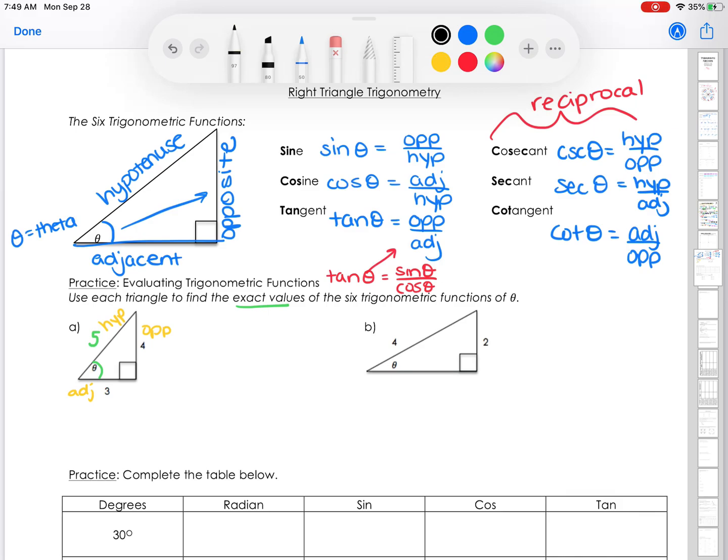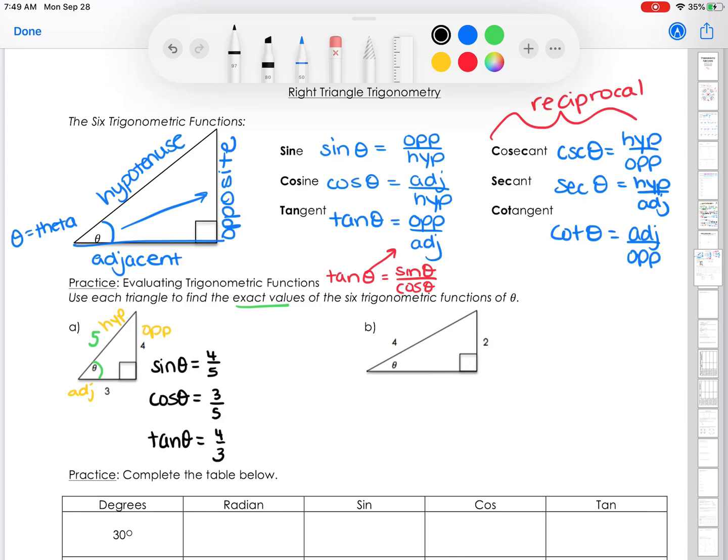So let's start off with sine, cosine, and tangent, the ones we're most familiar with. So if we're going to do sine of theta, that's going to be opposite over hypotenuse. So our opposite is 4, and our hypotenuse is 5, so 4 over 5. Our cosine is adjacent over hypotenuse, so that'll be 3 over 5. And our tangent will be opposite over adjacent, so that's 4 over 3.